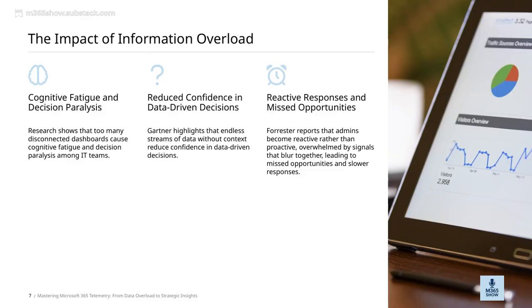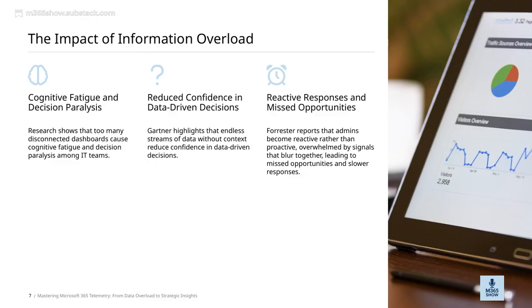This means we're constantly playing catch-up, missing opportunities to address issues before they escalate, and responses become slower. It's a cycle that hampers efficiency. Gartner also points out that endless streams of data without proper context can actually erode confidence. When the data feels disconnected or confusing, making informed decisions becomes much harder, and trust in the insights diminishes.